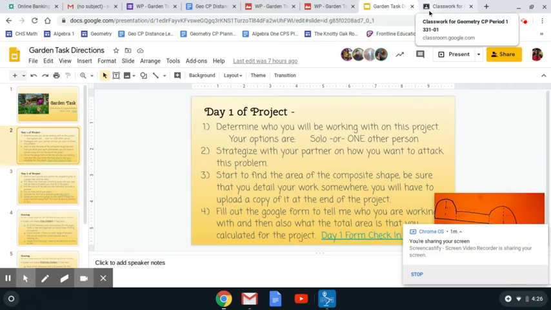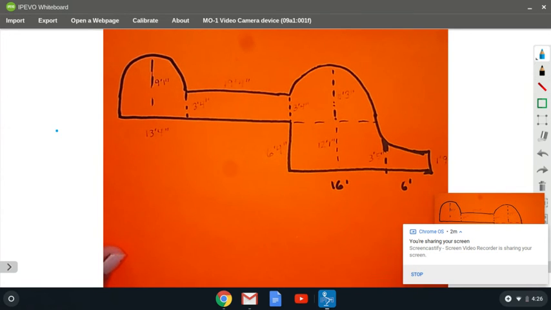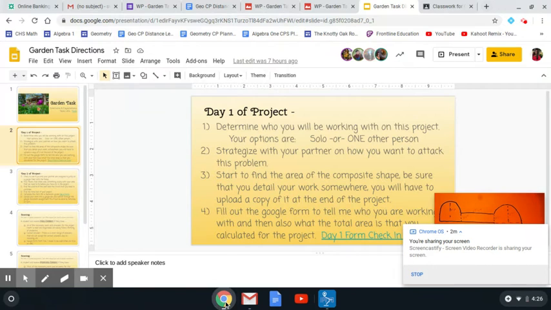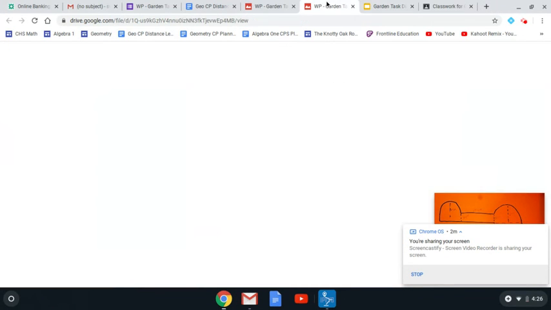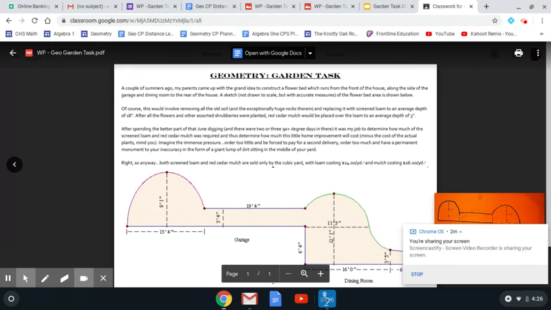So now let's talk about how the heck we find this area. Let's go to my screen. I kind of made a makeshift version of this picture. When I look at the garden task, let me just go back really quick. Sorry, that's my work. If I go and click on the actual garden task, this is the garden task.